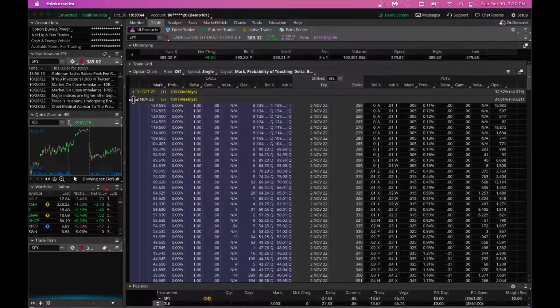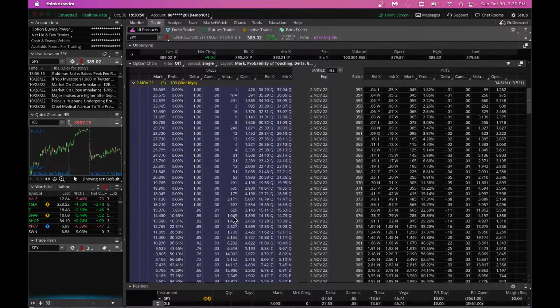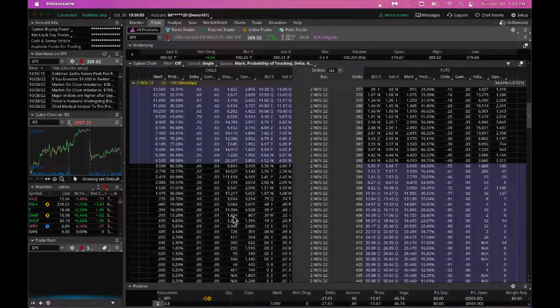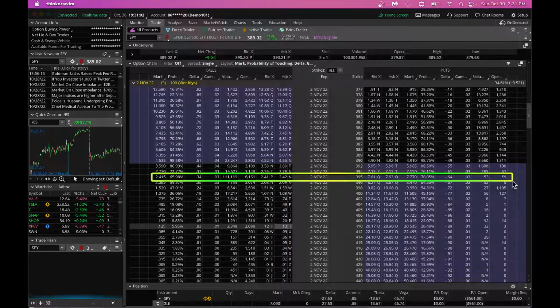Look, we got 11.2 right here, and by looking at 11.2, 395, you can see here, look at the volume here, nice and high volume, and look at the open interest, 6,000 here. This is also called pinning, because it is a nice volume, nice open interest. This is the most likely place the SPY will settle down by 2nd of November, which is 2 days out.